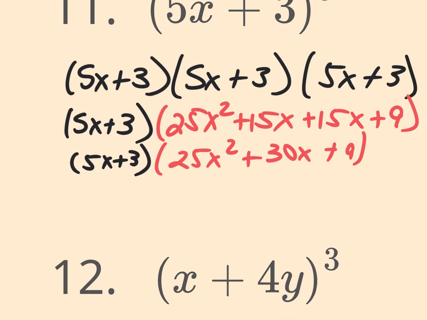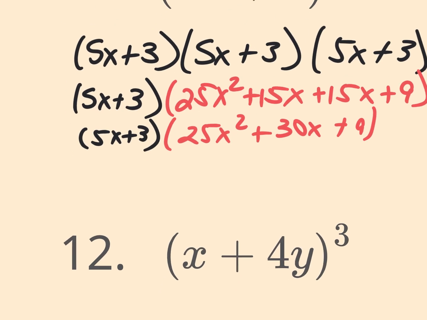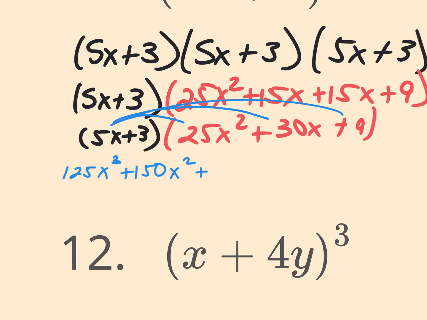And then what do I do again? What do I do with 5x? Distribute it to everything. Good. What do I do with the 3? Distribute it to everything. And then I combine like terms. These problems are long, but they're not crazy hard. 5x times 25x. That gives me 125x what? Cubed. Very good. 5x times 30. 150. And I have x squared. And then 5x times 9. 45x.